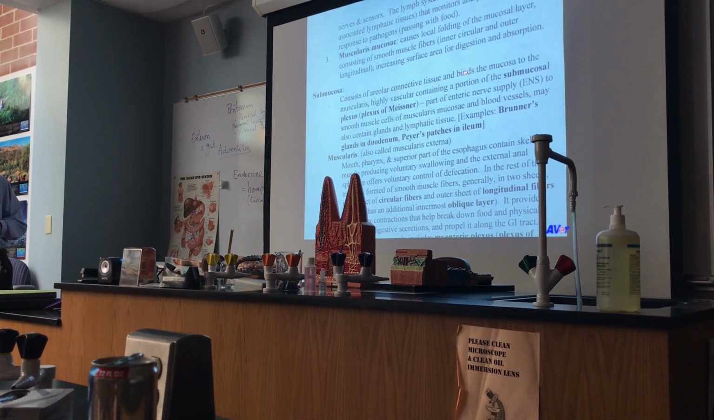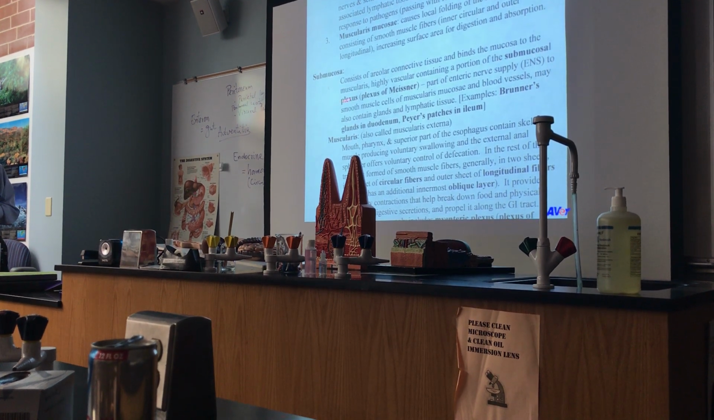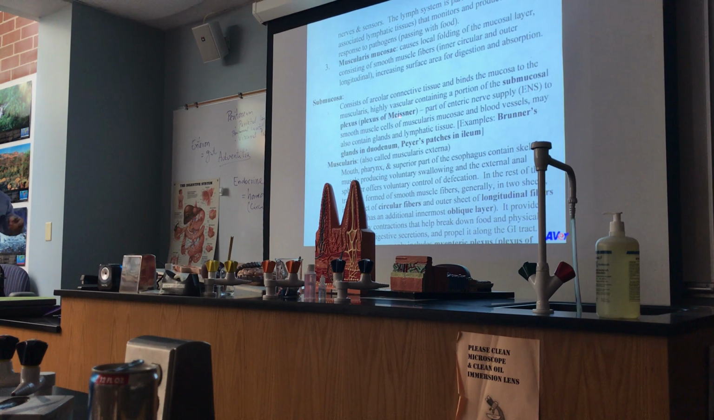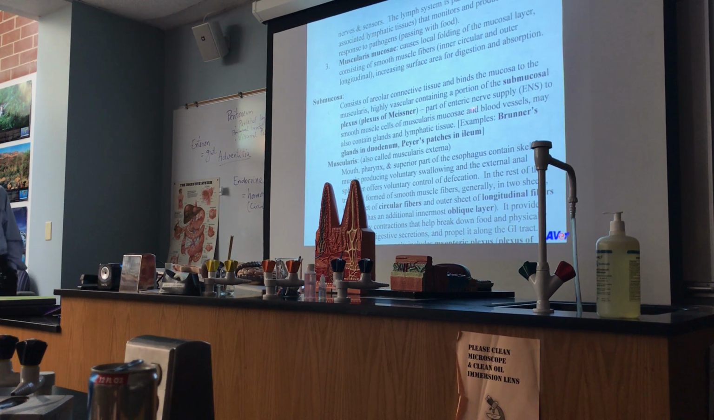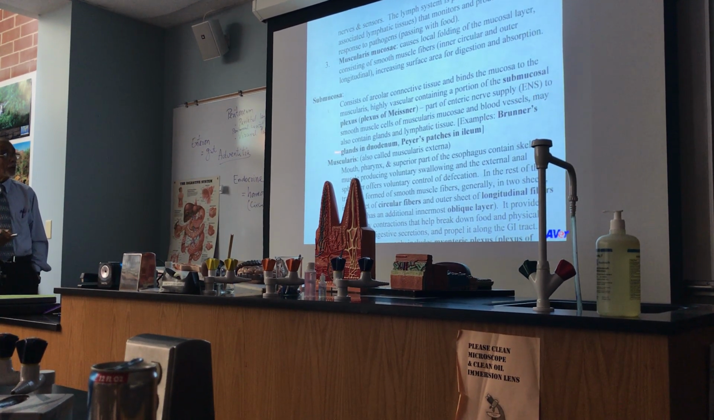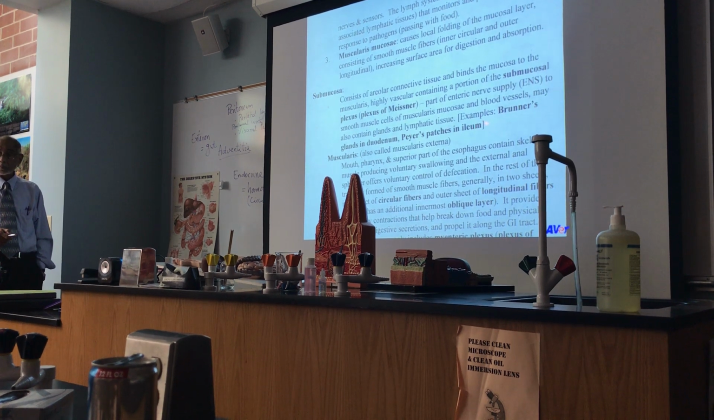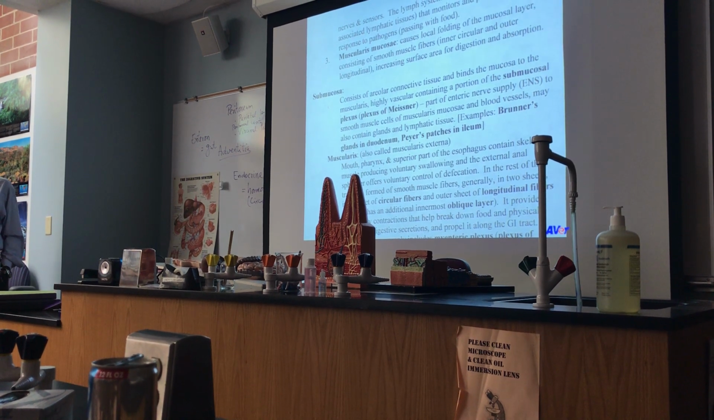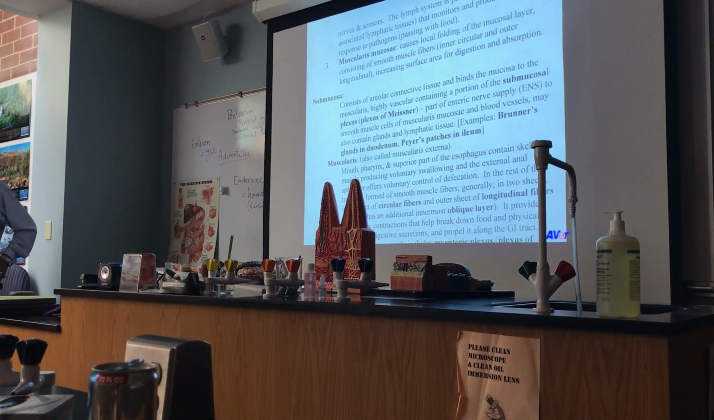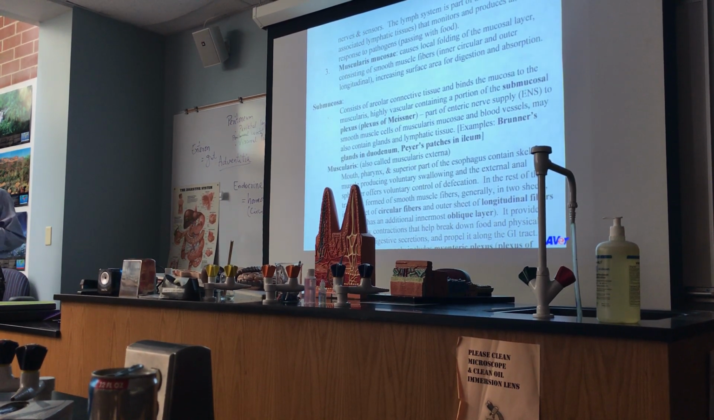Consists of very connective tissue and binds the mucosa to the muscularis, highly vascular, containing a portion of the submucosal plexus, plexus of Meissner. I talked about that. Part of enteric nerve supply to smooth muscle cells of muscularis mucosae and blood vessels. May also contain glands and lymphatic tissue. Examples: Brunner's glands in duodenum and Peyer's patches in ileum. Jejunum does not have Brunner's glands or Peyer's patches. Okay? So when you are going to look under the microscope, the jejunum, the ileum, and the duodenum, you'll be able to see.